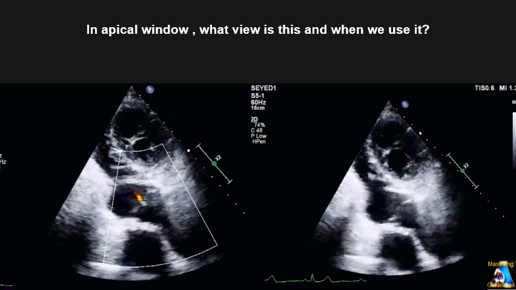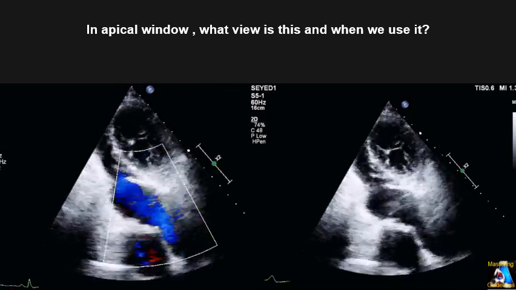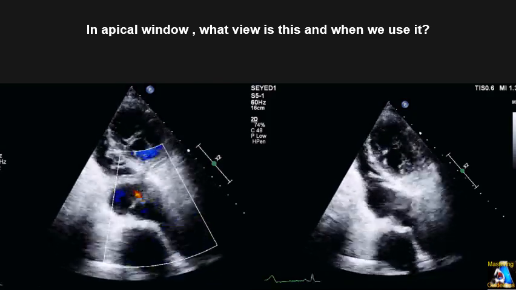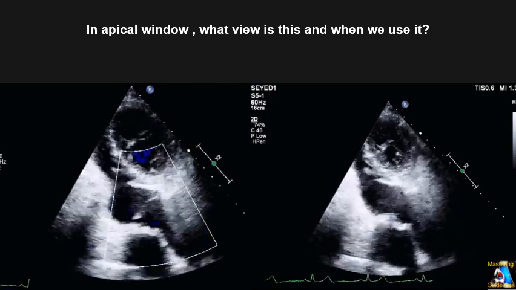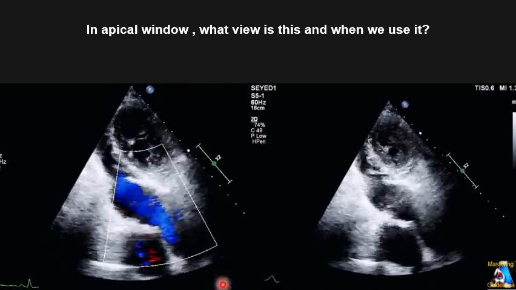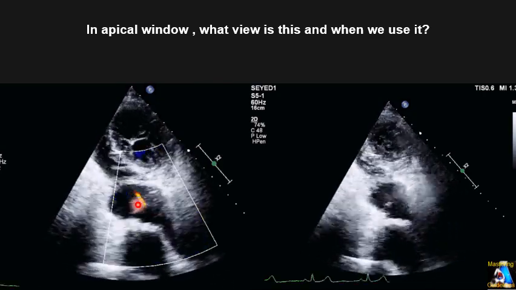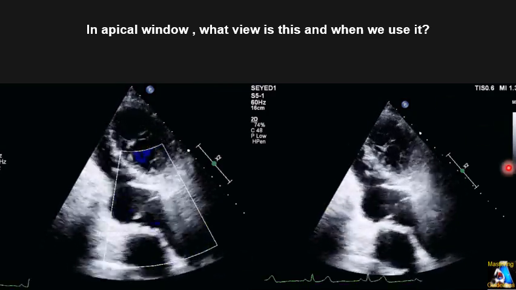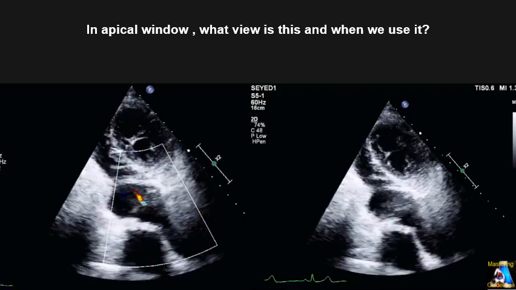Here on the apical window, we get this view. What is this view? Name each of those structures. What is here? What is this one? What is this? And what is this jet? And when do we use this view?